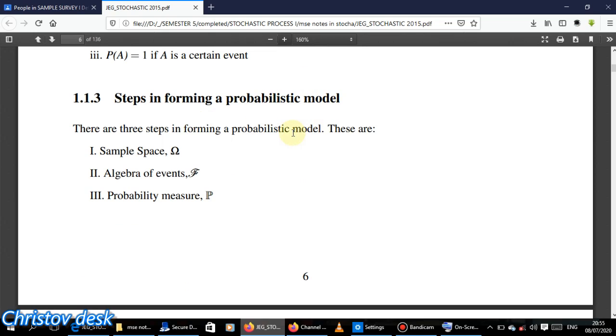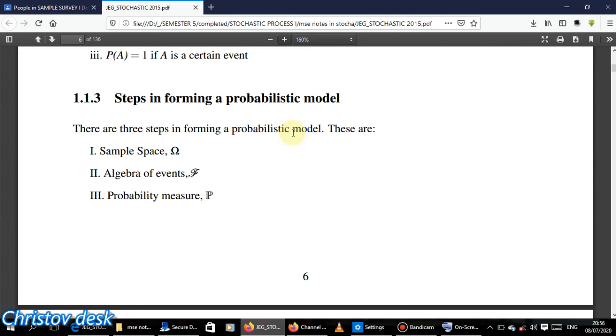Now when you want to make any model, you want to set up a model, you have to follow these steps. It is a probabilistic model in the sense that you want to be able to compute probabilities with your model. So in that case you should follow these steps.